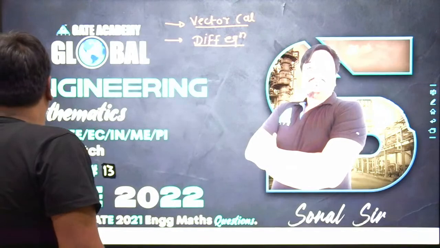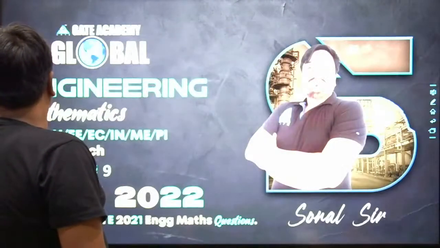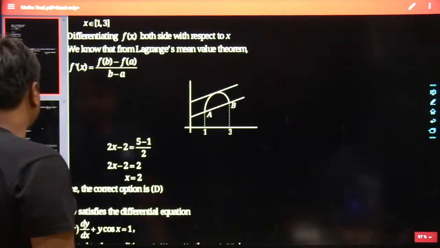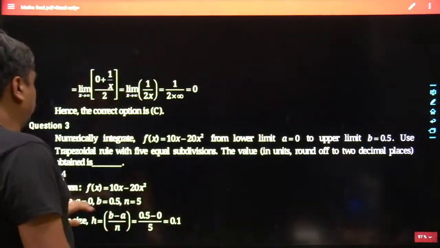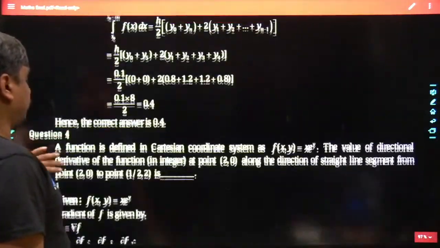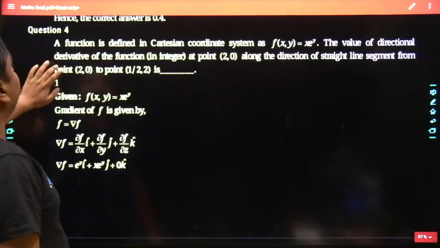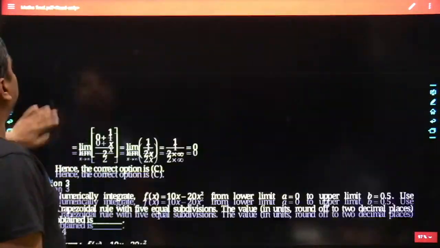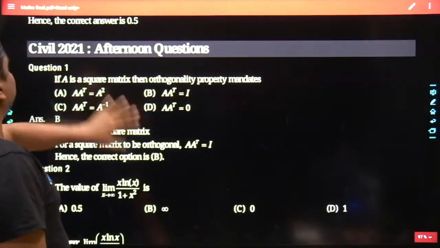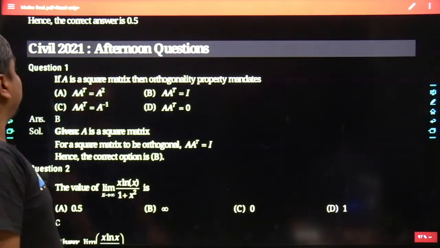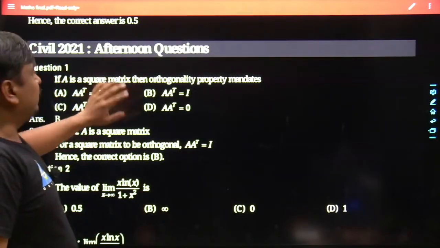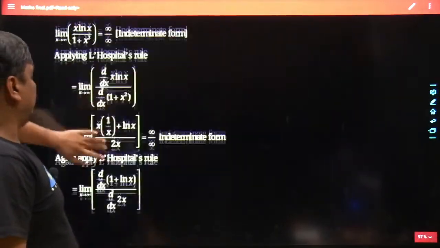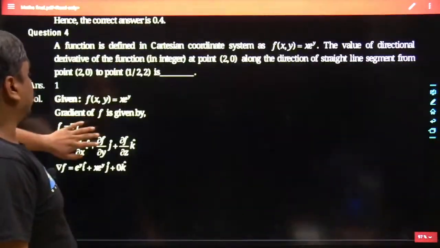Anyways, let me move back. The first question is coming from my PDF, page number 23. So this is the first question which we are going to take in today's class. It has been a very well designed problem. May I know in which branch this problem has appeared? This problem appeared in Civil Engineering 2021 in the afternoon session. You must be aware that Civil had 2 sessions, forenoon and afternoon. This problem appeared in the afternoon session.